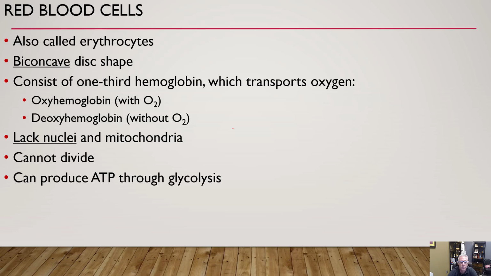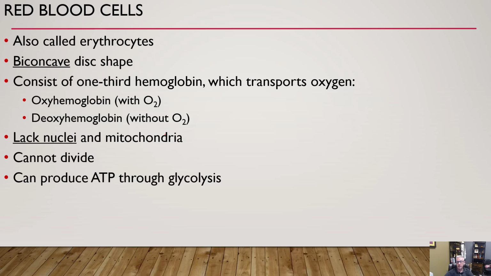So we have this thing called oxyhemoglobin, which is with oxygen, and deoxyhemoglobin, which is without oxygen. So hemoglobin itself can be classified into oxyhemoglobin and deoxyhemoglobin, depending on whether or not oxygen is attached to it. And remember, red blood cells do not have any nuclei, and they do not have mitochondria. So therefore, red blood cells do not divide.